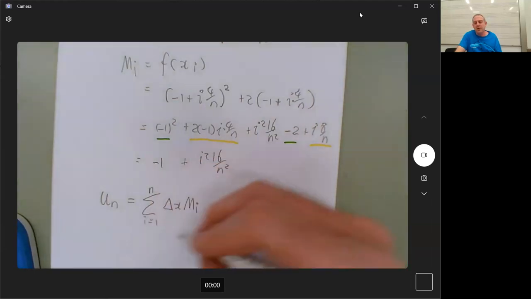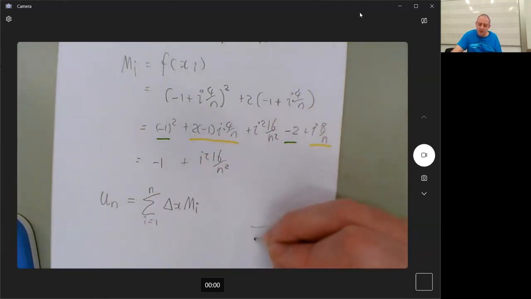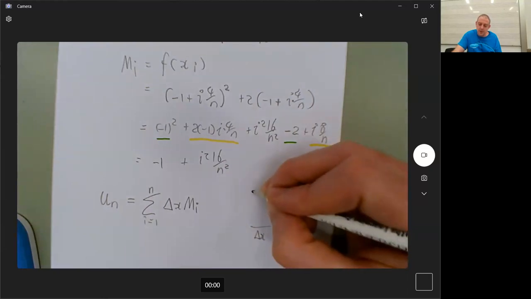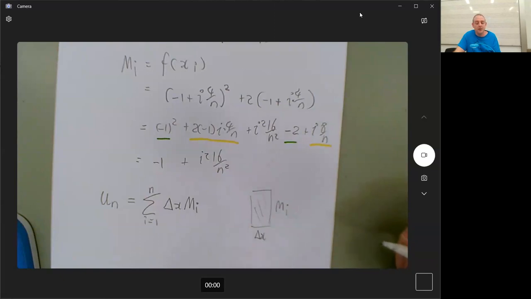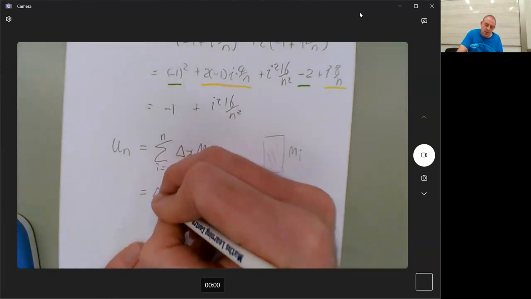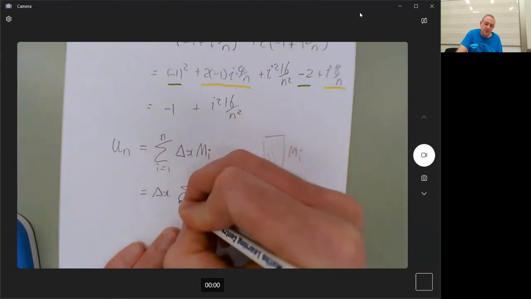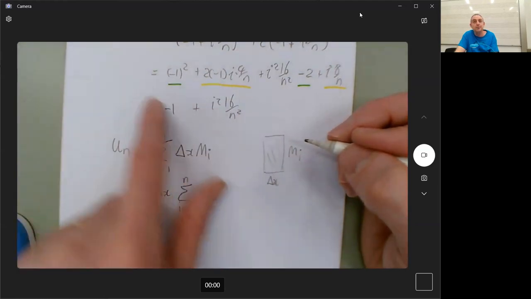This is easier for me to remember because of the shape of the picture that's going on. It's delta x wide and it's Mi high, and so that's the idea behind it. And I can always pull the delta x out the front because it doesn't have an I in it. And capital Mi is this.